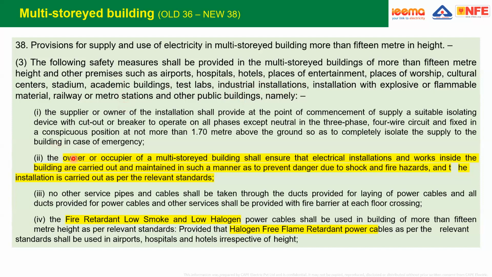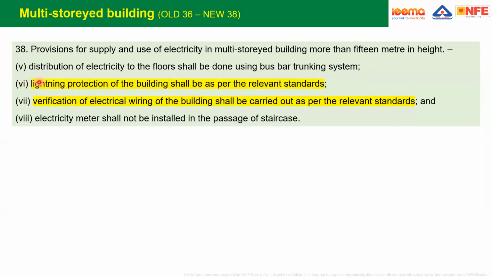Here you see, the owner or occupier of a multi-storied building shall ensure that electrical installation and work inside the building are carried out and maintained in such a manner as to prevent danger of shock and fire hazard, and the installation is carried out as per the relevant standard. So again, the relevant standard is the National Electrical Code. Similarly, sub-regulation number 6, lightning protection shall be as per the relevant standard, which is nothing but IEC 62305 or the National Building Code of India.